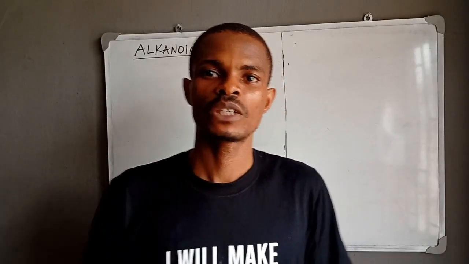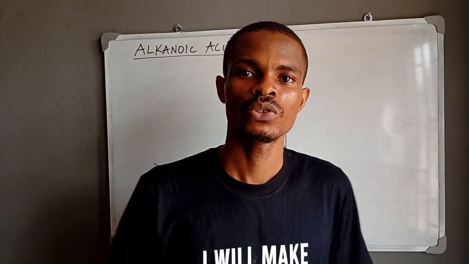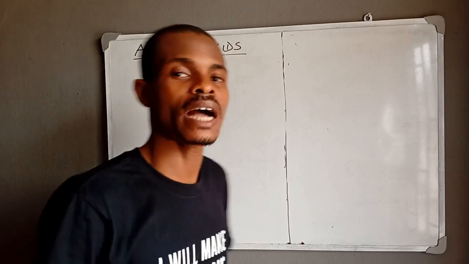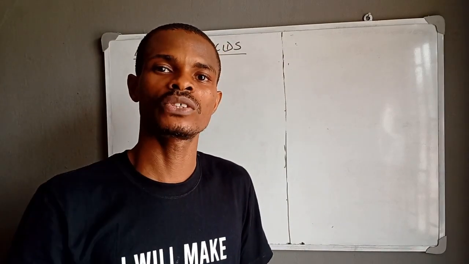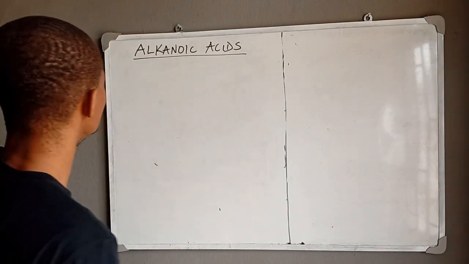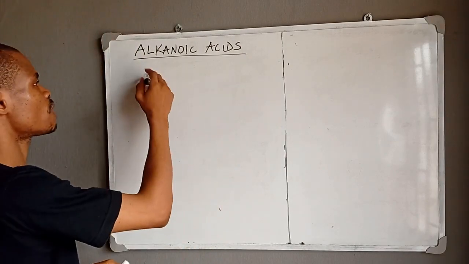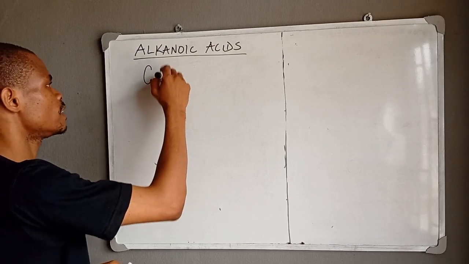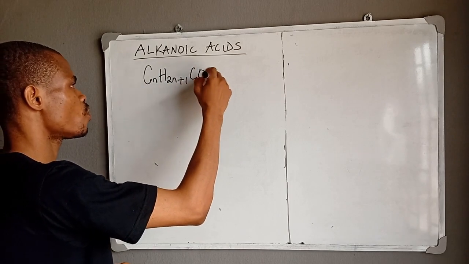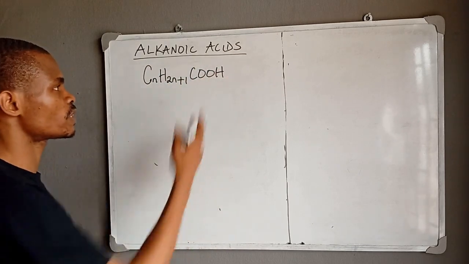In this video, we shall be considering the organic compounds which are called the alkanoic acids. The alkanoic acids are also known as the carboxylic acids. They are the carboxylic group of compounds having the general molecular formula CnH2n+1COOH. This is what they are known for.